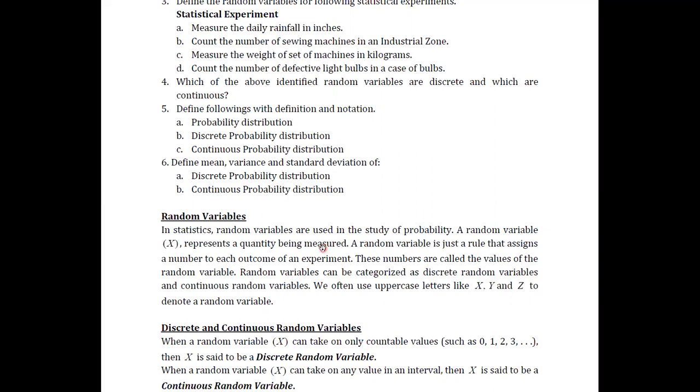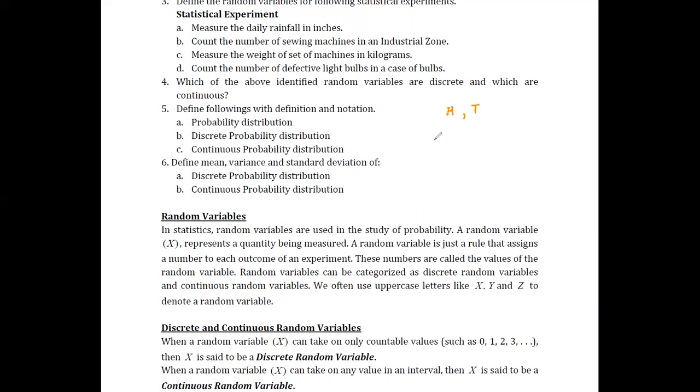Therefore, if we are measuring some quantity, then the measured quantity can be assigned to a random variable. A random variable can also be said to be a rule that assigns a number to each outcome of an experiment. Before moving to the remaining part, I will briefly explain this. Now think about tossing a coin. If you are tossing a coin, you may get either a head or a tail.